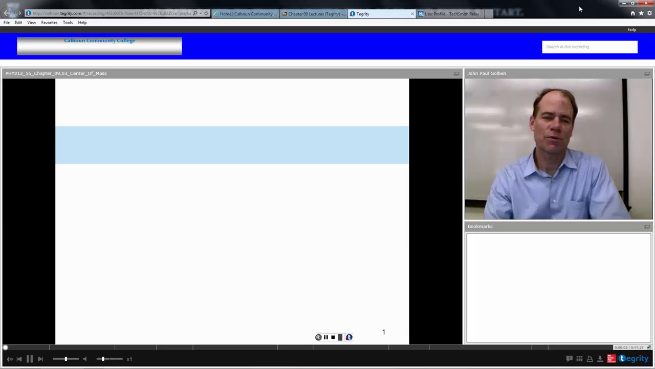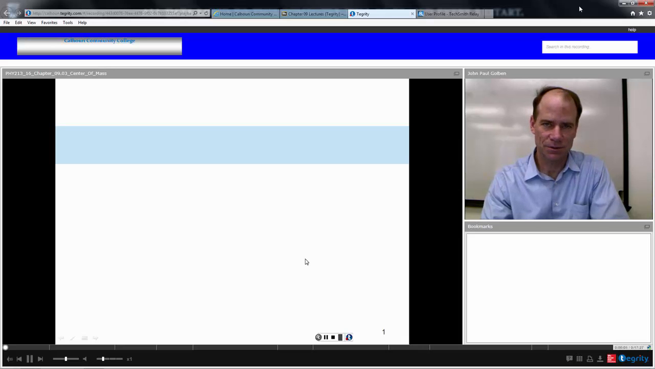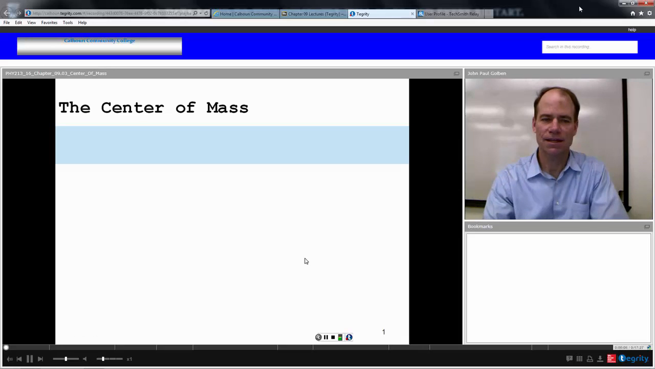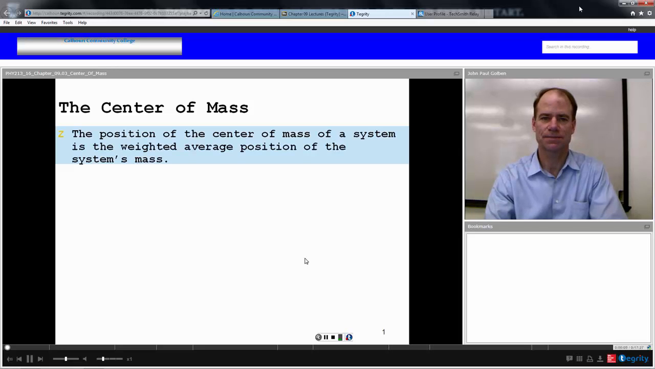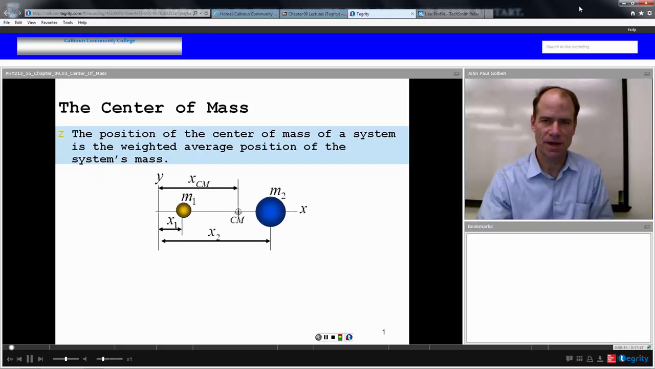We want to look at something related to momentum, and that is the center of mass. The position of the center of mass of a system is the weighted average position of the system's mass.